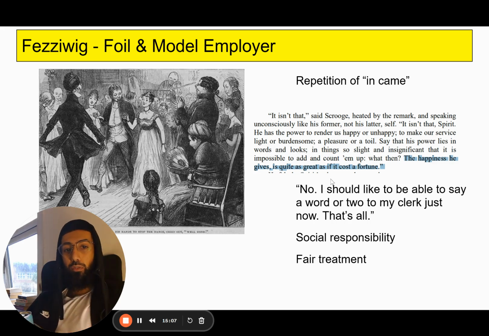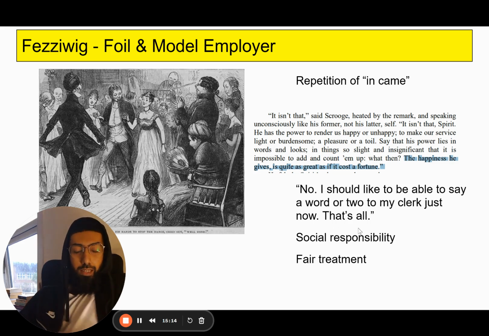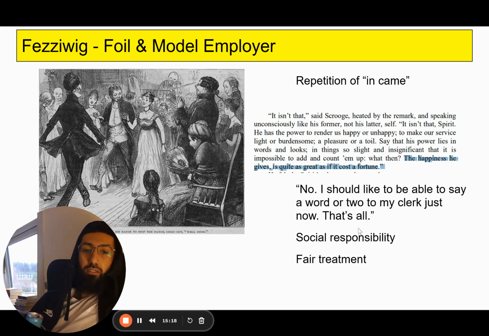And then we can see Scrooge really reflecting here. "I should like to be able to say a word or two to my clerk just now, that's all." And that quote is really powerful. It shows Scrooge's slow redemption. It shows him starting to reconsider and reevaluate his treatment of Bob Cratchit and slowly change his ways.